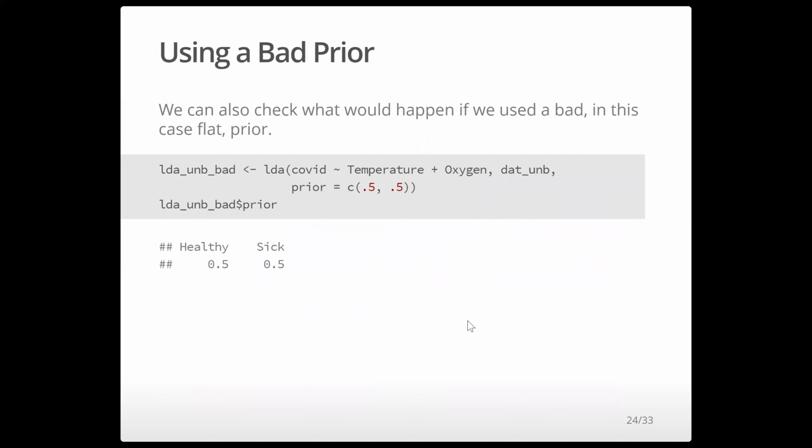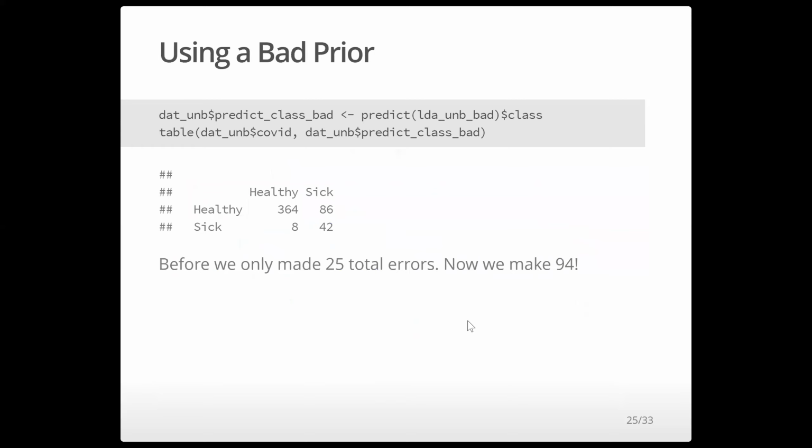So we can also check what would happen if we used a bad prior in this case. If we just manually entered a prior that was not very good, in this case I'm going to use 0.5 and 0.5, which is the prior from when we had the balanced data. Now if we check the contingency table, before we made only 25 total errors, and now we're making 94. So we're making a lot more errors with this bad prior.